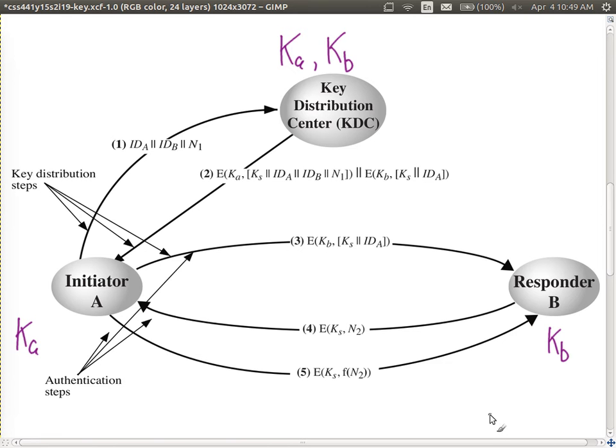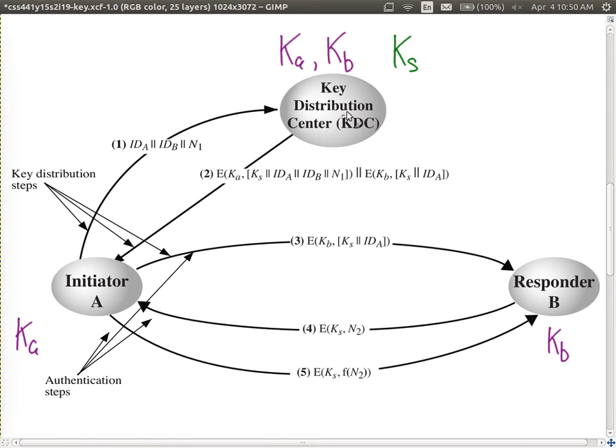The KDC receives it and realizes, okay, A wants to talk to B. The KDC generates the session key. So they choose a random session key, KS. After message 2 has been sent, the session key will have been generated by the KDC and sent back in message 2. So we'll add that to the list of what's known by the KDC. After it receives message 1, it generates KS. That's the session key.